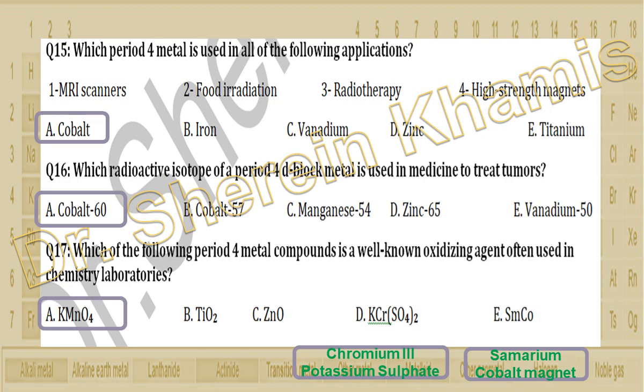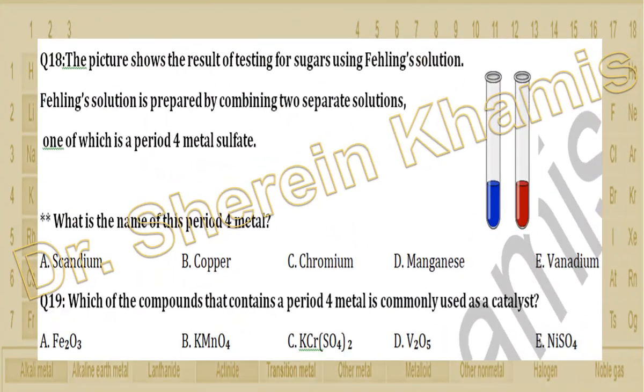Okay, let's go into question 18. It says the picture shows the result of testing for sugars using Fehling solution. Fehling solution is prepared by combining two separate solutions, one of which is a period 4 metal sulfate. What is the name of this period 4 metal? We have scandium, copper, chromium, manganese, and vanadium.